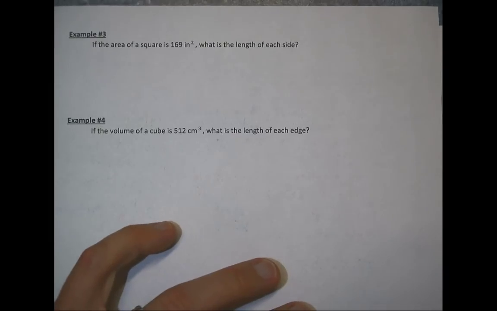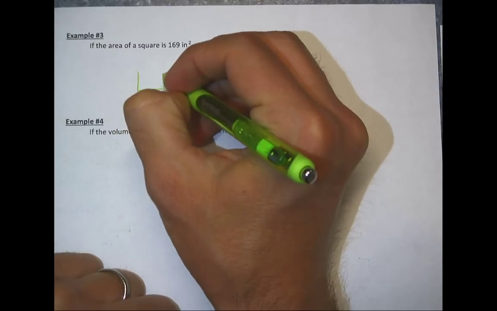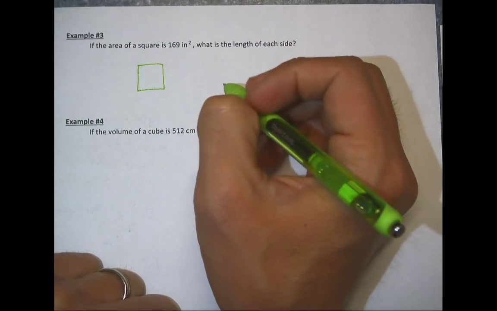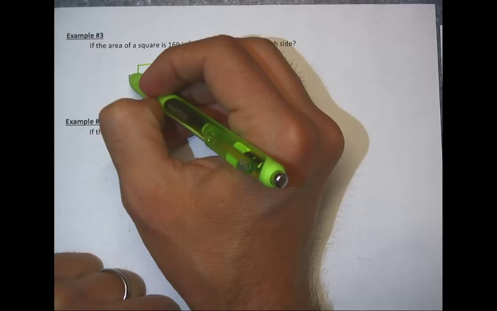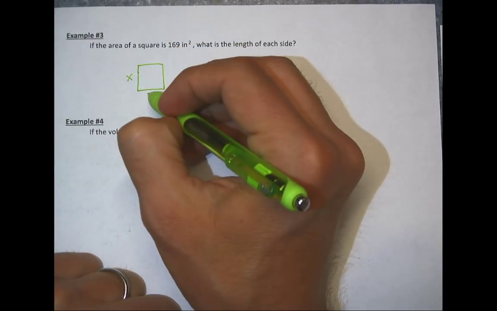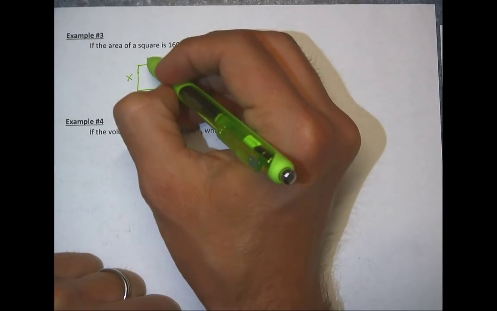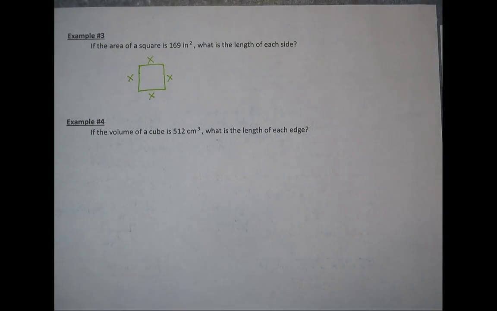So we've got the area of a square is 169. What's the length of each side? So square, meaning all the sides are the same. So if this is x, so is this, and so is this, and so is this. Because it's a square, it's not just a rectangle, it's a square. All the sides are the same.